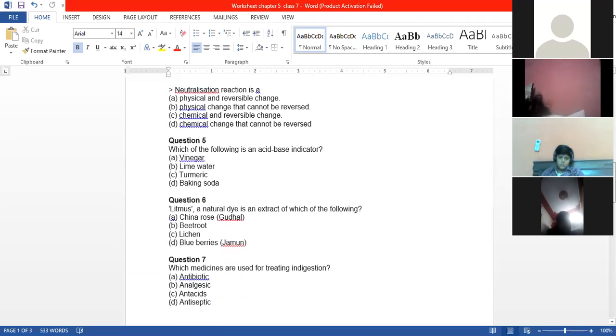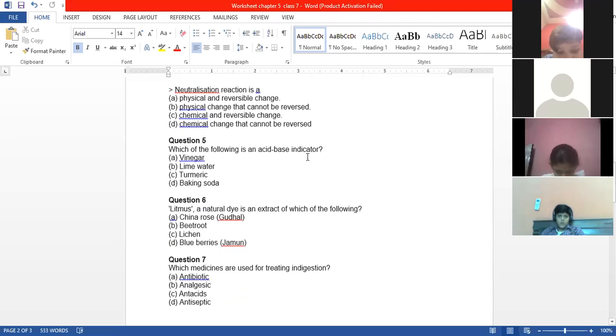Mukul Jain. Neutralization reaction is a physical and reversible change, physical change that cannot be reversed, chemical and reversible change, or chemical change that cannot be reversed. So you can give the answer. Which one is the correct one? First of all, you should know whether a neutralization reaction is a chemical or a physical change. So many examples you have done. You may tell that either it is a physical or a chemical change.